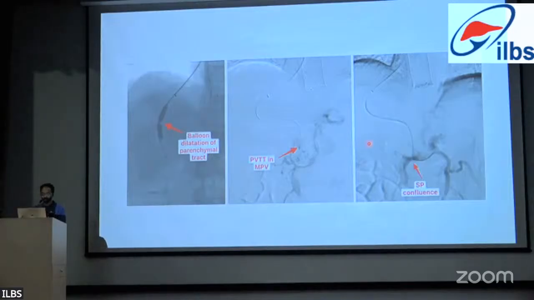So further manipulation was done, and finally the TIPS parenchymal tract was dilated with a 10 x 40 mm balloon. Multiple catheters needed to be used to navigate through the portal vein tumor thrombus in order to reach beyond it, and negotiate the tumor thrombus so that we could reach the spleno-portal confluence as seen here. Here we can see the portal vein tumor thrombus within the main portal vein.